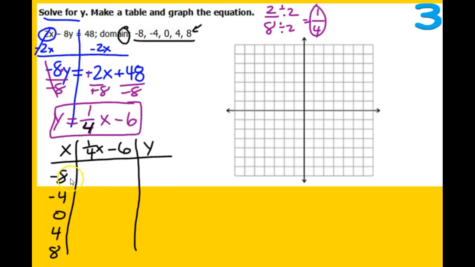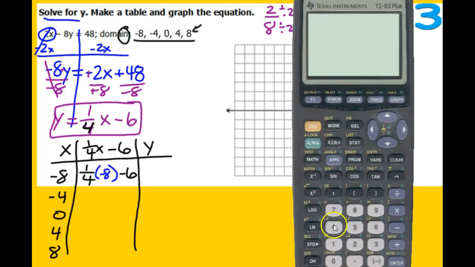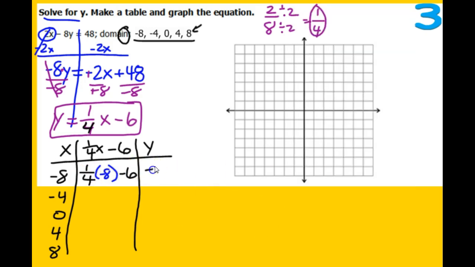So first let's plug in a negative 8. It says 1 over 4 times x, which is a negative 8, and then we're going to subtract 6. So I'm going to plug that in my calculator. 1/4, remember you always put fractions in parentheses, 1 divided by 4, and then times a negative 8, and then we have to subtract 6. Our answer should be a negative 8.